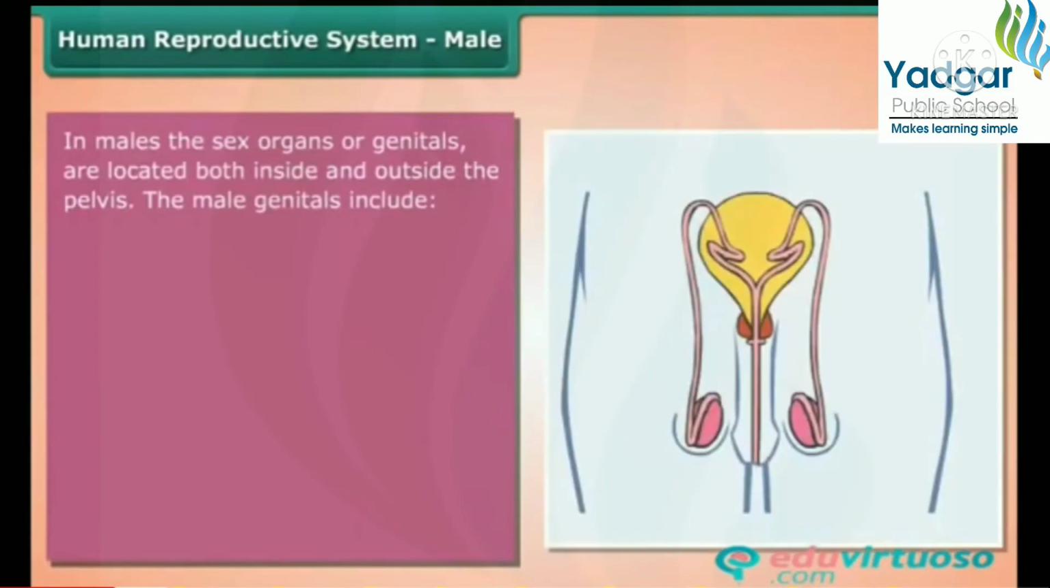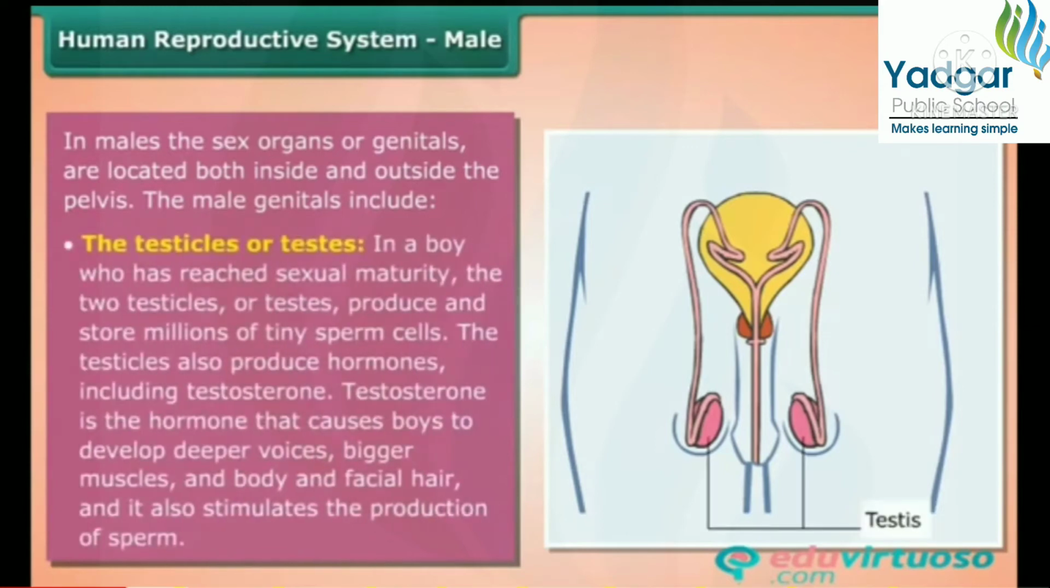Male. In males, the sex organs or genitals are located both inside and outside the pelvis. The male genitals include the testicles or testes. In a boy who has reached sexual maturity, the two testicles or testes produce and store millions of tiny sperm cells. The testicles also produce hormones including testosterone.